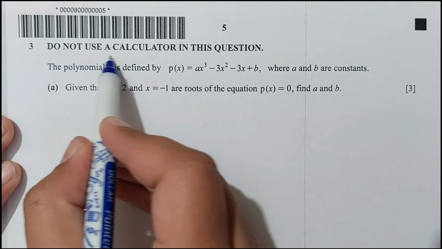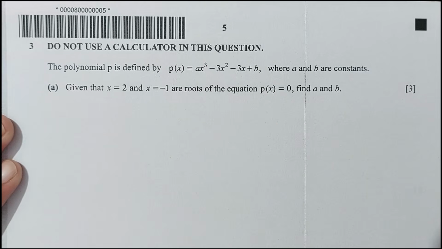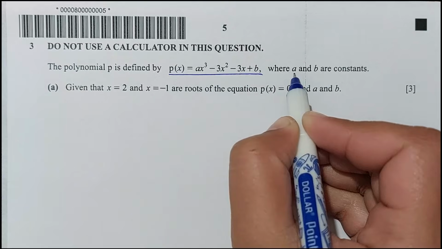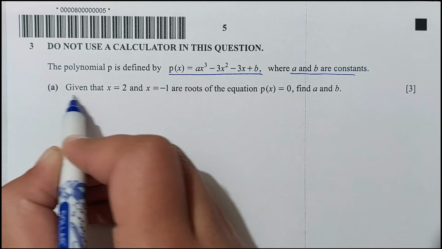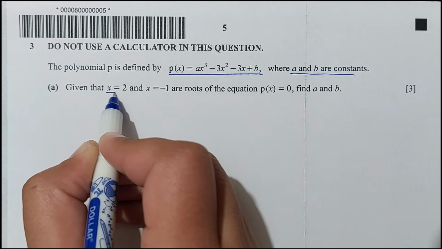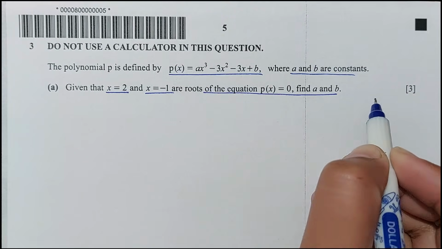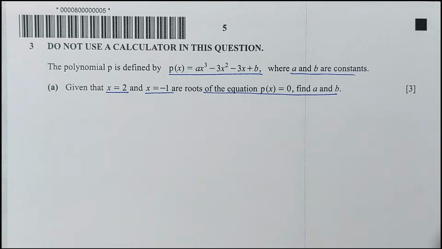Question number 3, do not use a calculator in this question. Okay, calculator is not allowed. Keep it aside. The polynomial p is defined by, this is p of x, where a and b are constants. Part a: given that x equals 2 and x equals minus 1 are the roots of the polynomial p of x equals to 0, find a and b.